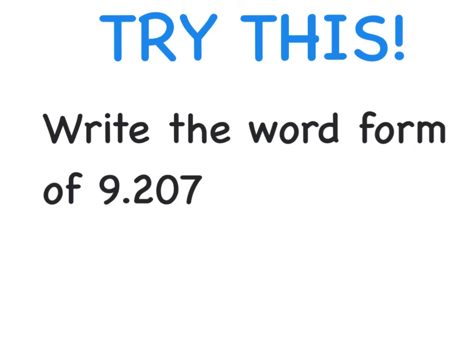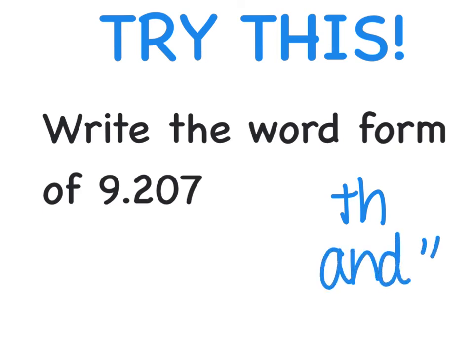I hope that after 1-1, this lesson isn't too tricky for you. If so, go back and re-watch it until you feel comfortable. When you do feel comfortable, go ahead and try this problem. On your blue sheet, I want you to write the word form of 9.207. Some important things to remember are your THs and the word and. Good luck!